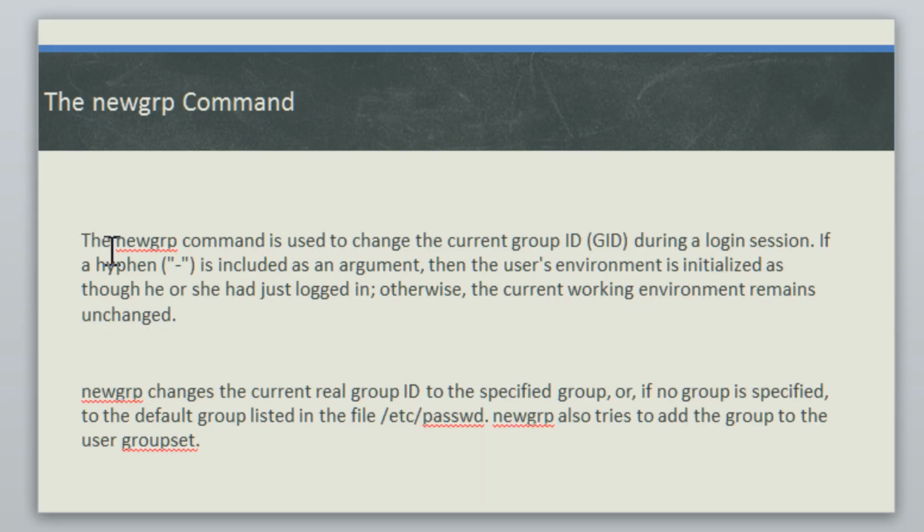We're going to talk about this newgrp command. So the newgrp command is used to change the current group ID during a login session. If a hyphen is included as an argument, then the user environment is initialized as though he or she had logged in. Otherwise, the current working environment remains unchanged. So newgrp changes the current real group ID to the specified group, or if no group is specified, to the default group listed in the file /etc/passwd. Newgrp also tries to add the group to the user's group set, okay?